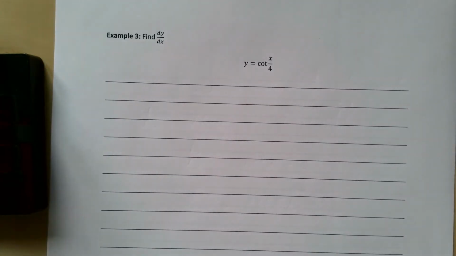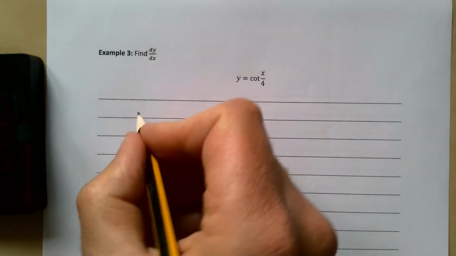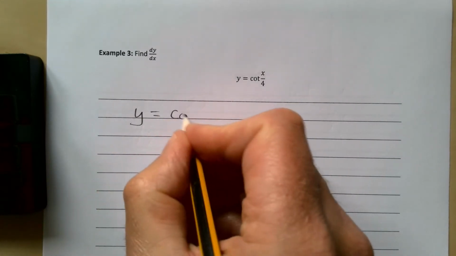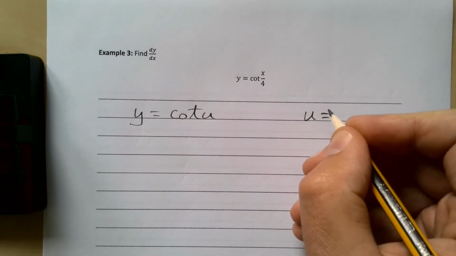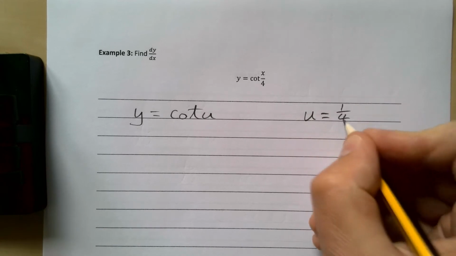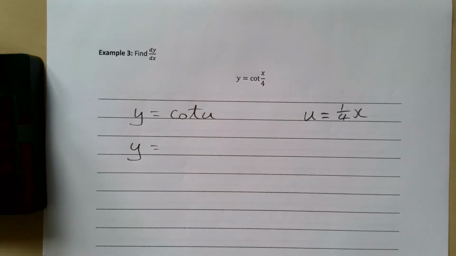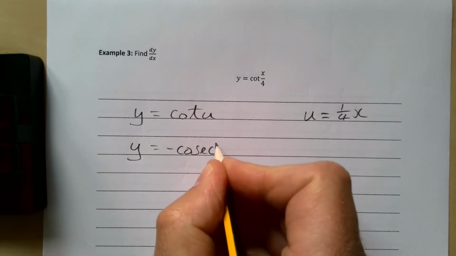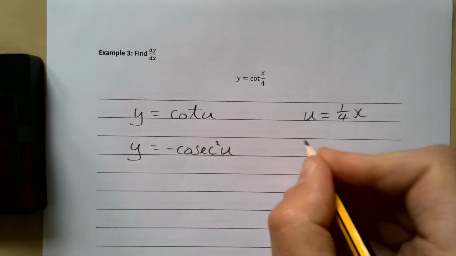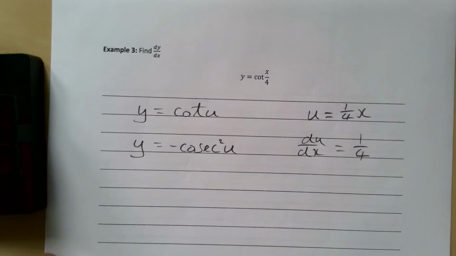Next one. Find dy by dx, y equals cot x over 4. y equals cot u, because we're going to let u equal x over 4. The way I'm going to write that is obviously a quarter x. What do you get if you differentiate cot? Again, you might need to look back to remind yourself. It's minus cosec squared u, du by dx. The x is just going to disappear, and we end up then with a quarter.